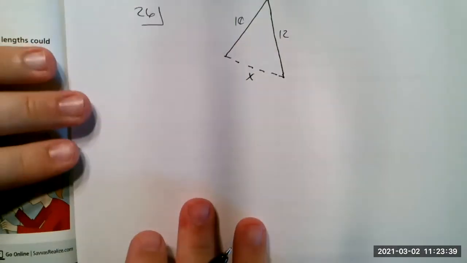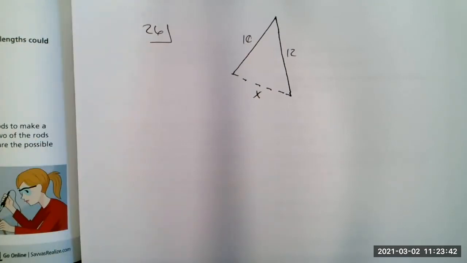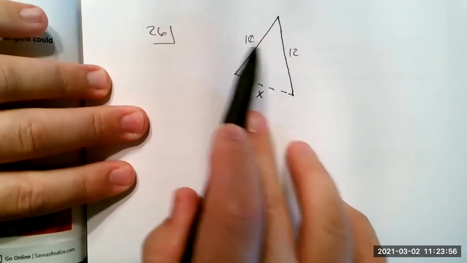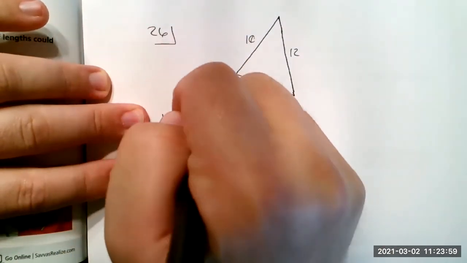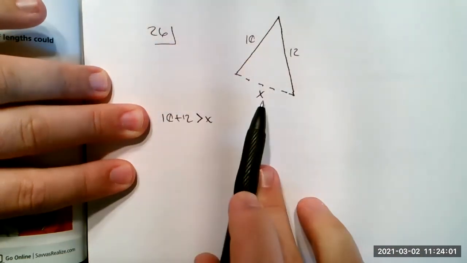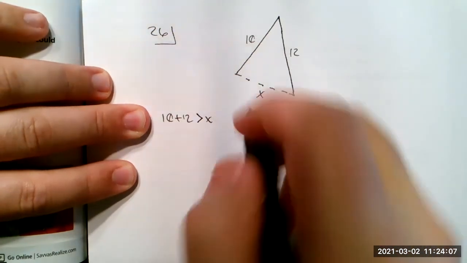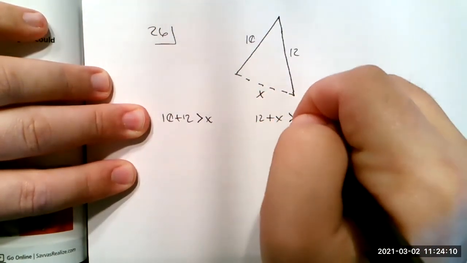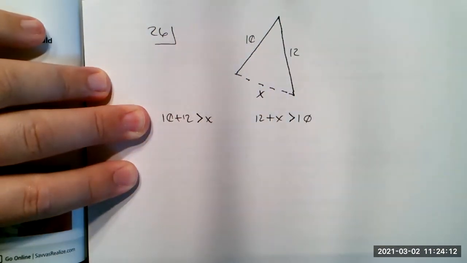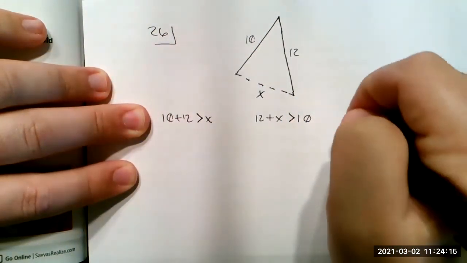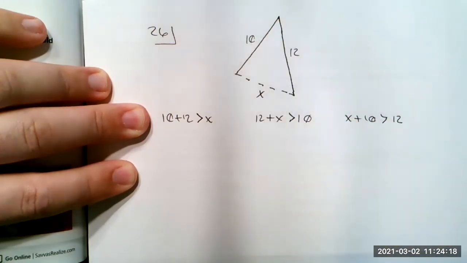So this is the one where you're going to come up with an inequality for each situation. Remember, two side lengths added together, their sum, has to be larger or greater than that third side length. So we'll go ahead and do that. 10 plus 12 has to be greater than X, has to be larger than that third side. So there's my first one. The second one, 12 plus X has to be greater than that third side of 10. And then the third one, X plus 10 has to be greater than that third side of 12.